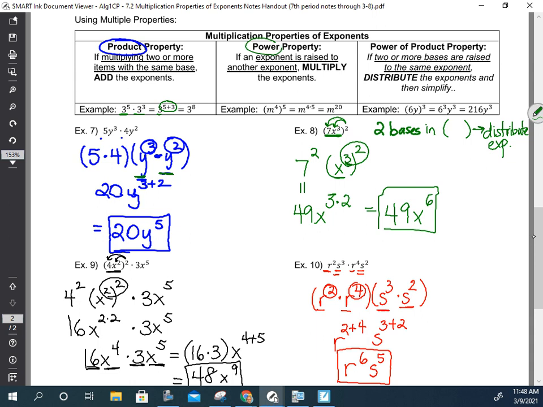Power property. If you have an exponent raised to another exponent, you multiply the exponents. So m to the fourth raised to the fifth power, 4 times 5 is 20. So m to the 20th.